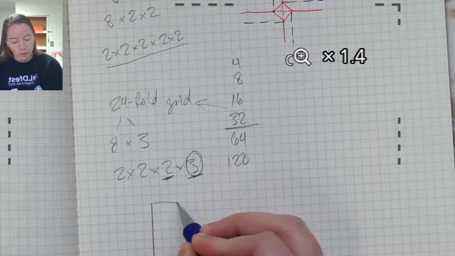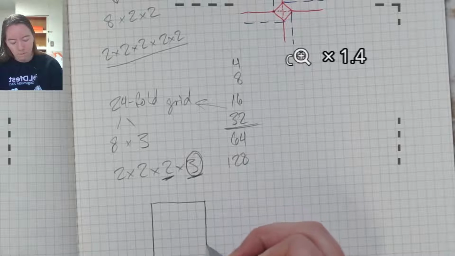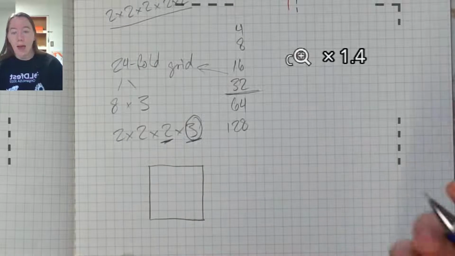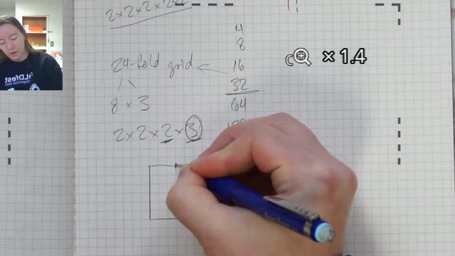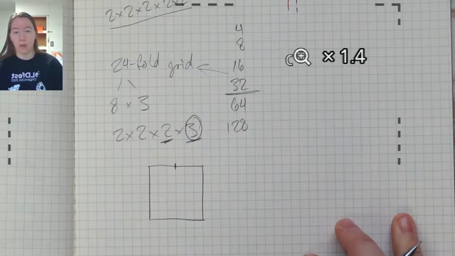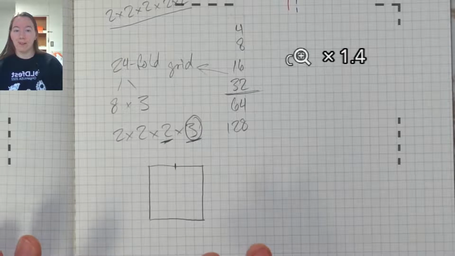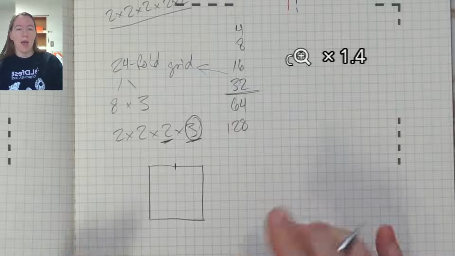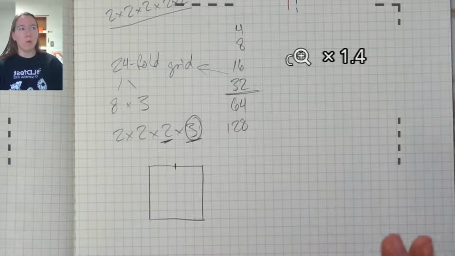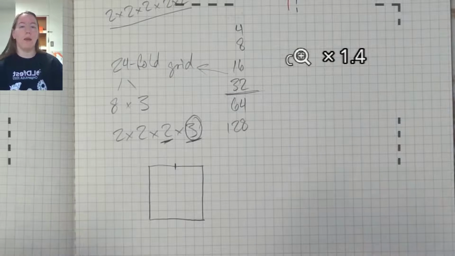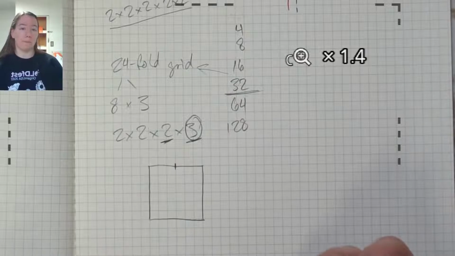Well, what you can do is start with a square, and I'm going to mark halfway across this square. Now you might have noticed that this square outlines a 6x6 grid. And I'm going to do a quick demonstration of how you can get to that with folding.